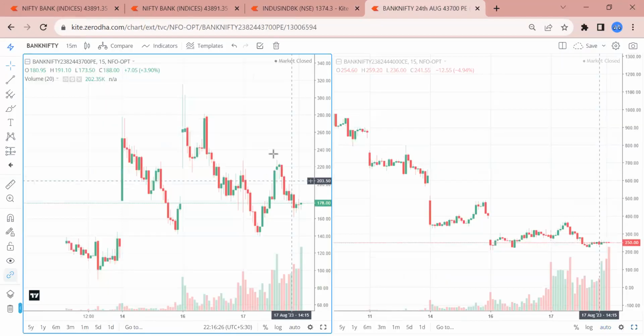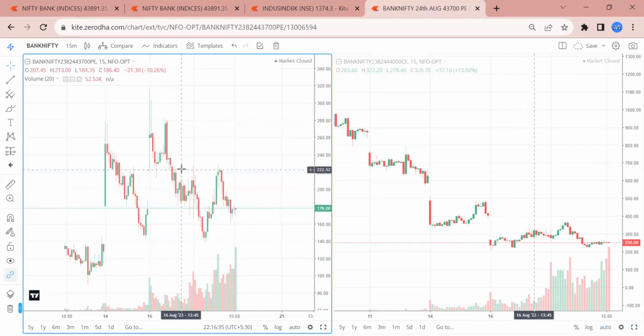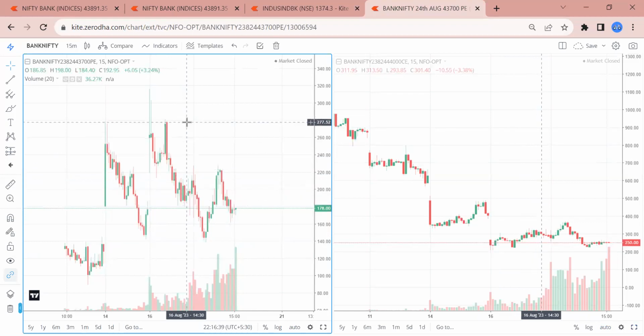Now let's look at the charts on the option side. So the option is also completely range bound. Now this one, 43,700 PE. Ideally, I want an opening between 186 and 211. Then I can target. So guys, the option chart is also telling the same story.